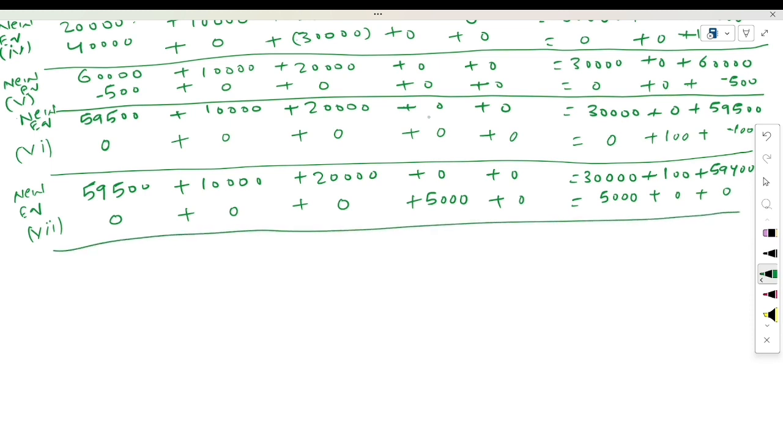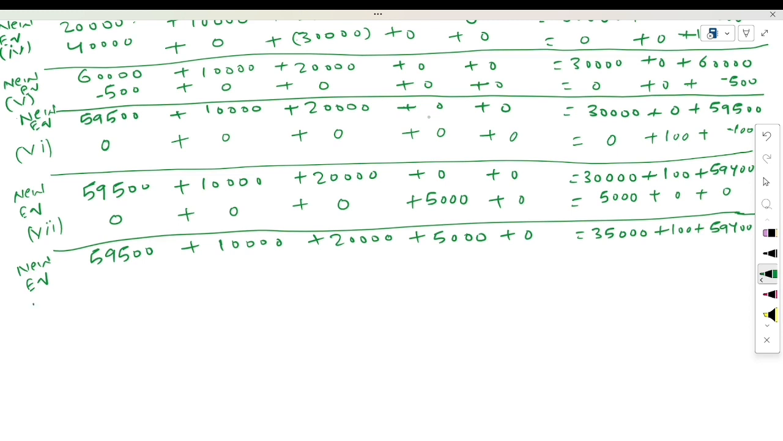Now we will find out the new equation. What will be the new equation? 59,500 as it is. Here 10,000 as it is. 20,000 as it is, plus furniture value 5,000 plus motorcycle 0. Here 35,000 plus 100 plus 59,400. This is the value.